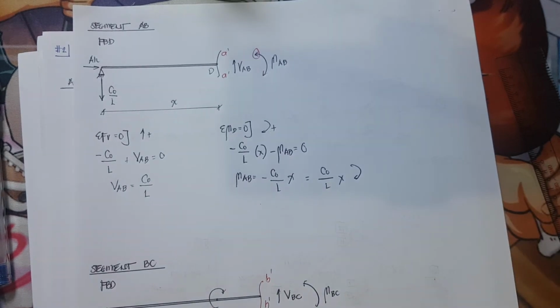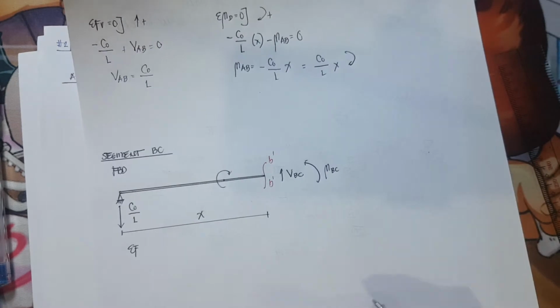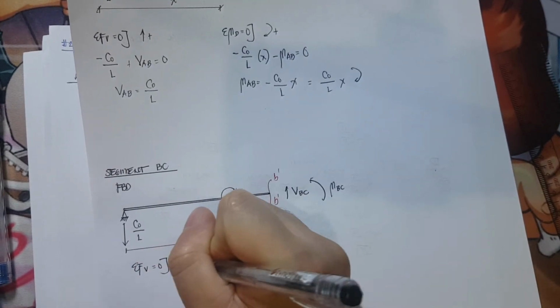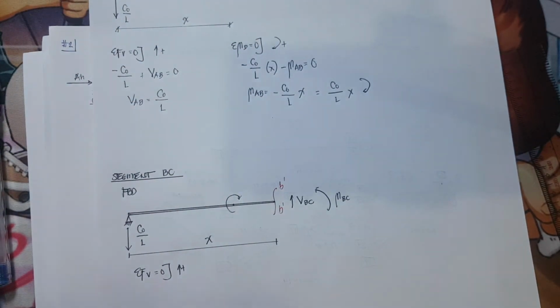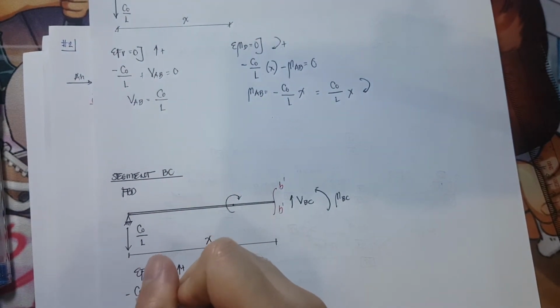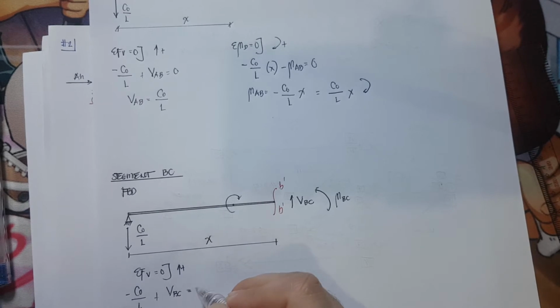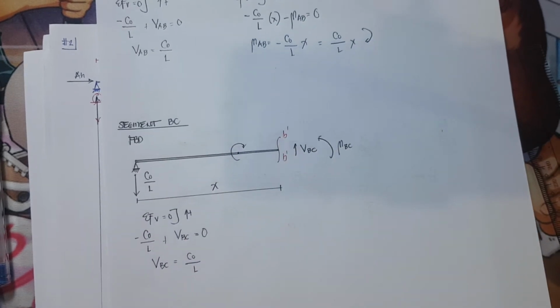Okay, so summation of forces vertical is equivalent to 0. All forces that are pointing upward should be positive. Okay, so what are those forces? We have negative C₀ over L plus shear BC is equivalent to 0. Therefore, shear BC is equivalent to C₀ over L.